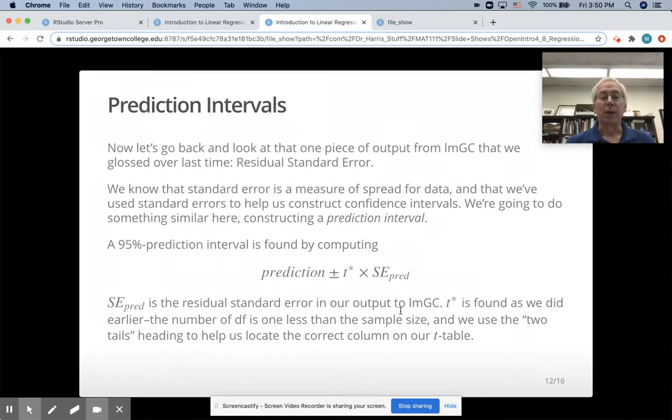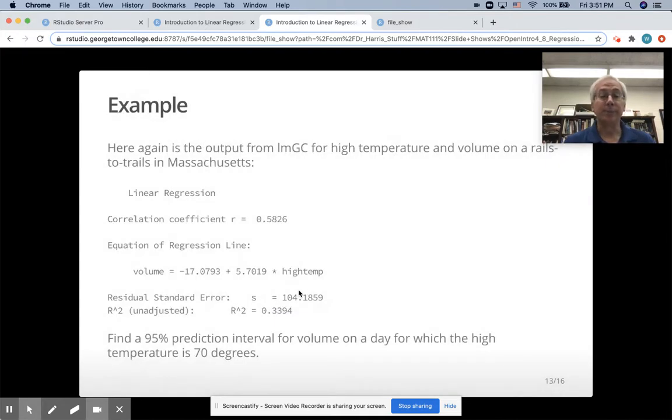And so t star is going to be found just like before. Our number of degrees of freedom is going to be one less than the sample size. And we will use the two-tail heading to get the right column in the t-table. So let's do a prediction interval using our Rail Trail data.